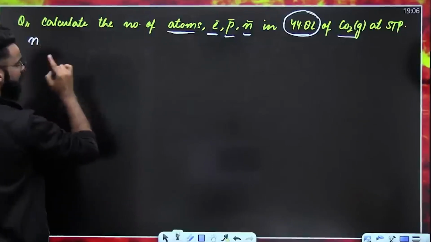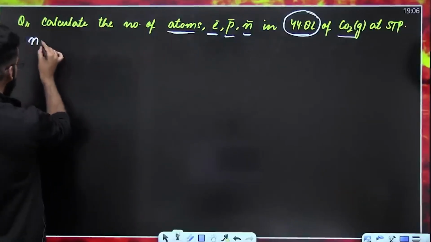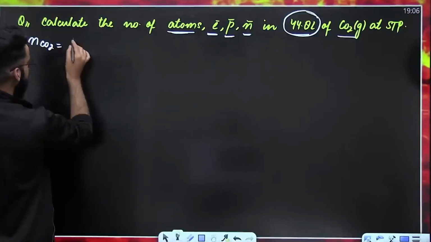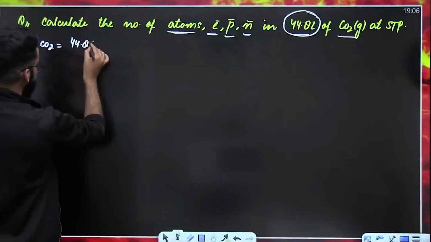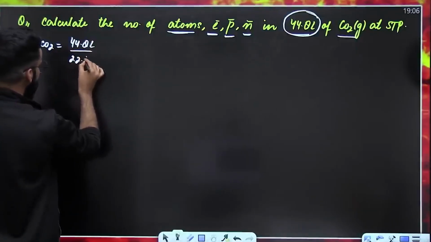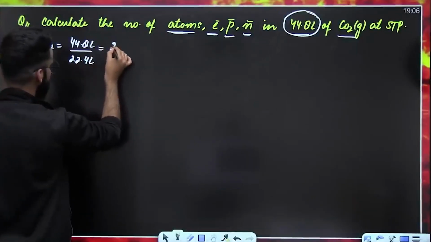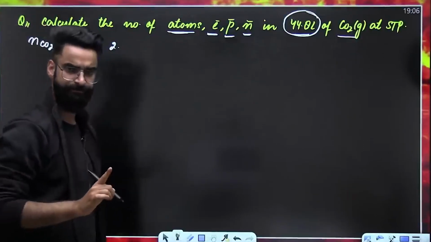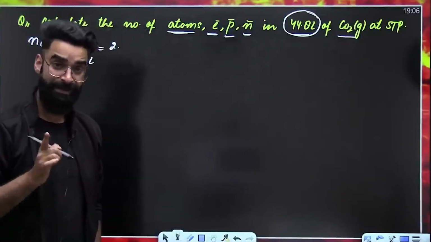Do we know how to convert volume into moles? I'll be writing number of moles of carbon dioxide: given volume of carbon dioxide in liters divided by 22.4 liters. Value comes out to be 2. First step is done. We have calculated the moles. Now, second step.